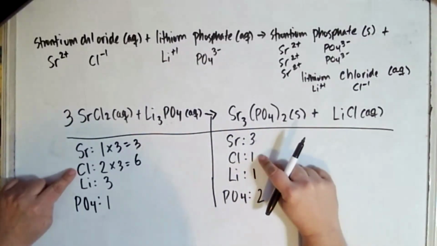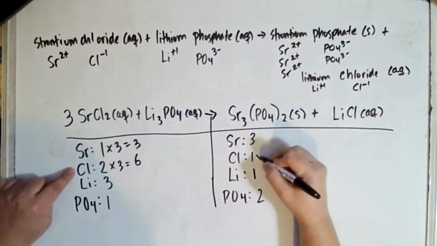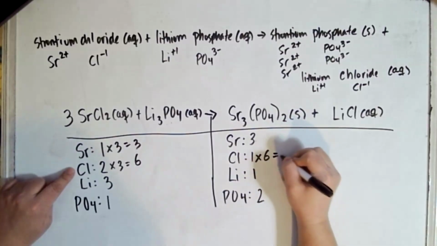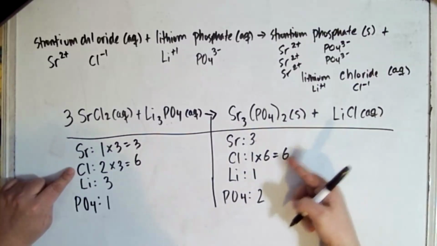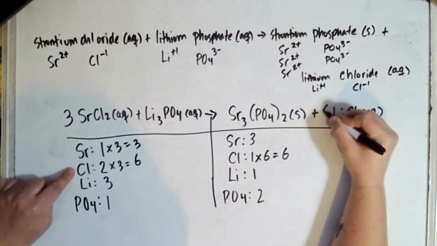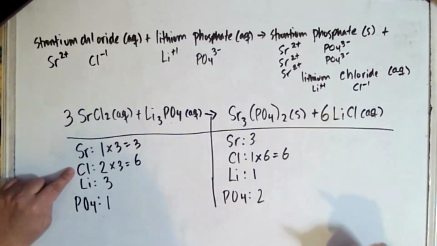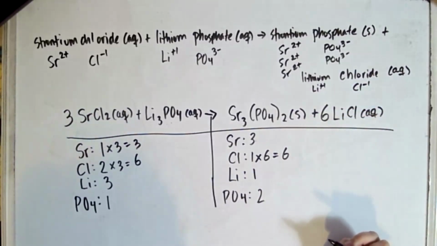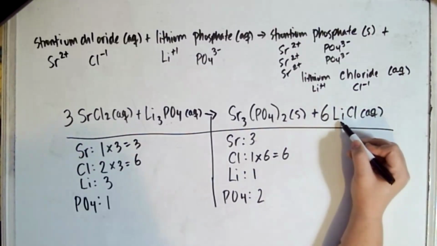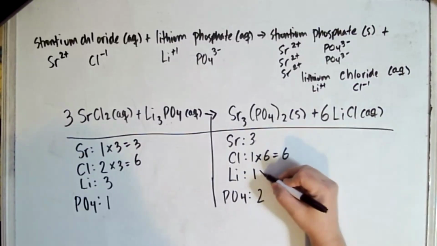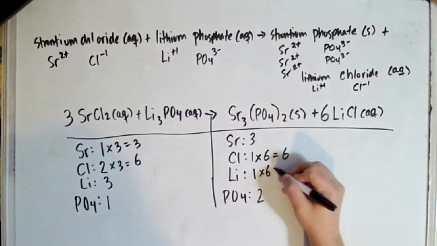So now I can move to my chlorines and compare. I know I have 6 on my reactant side now. I only have 1 on my product side. So I'm going to multiply my compound that has chlorine by 6, so I can have 6 chlorines on my product side too. So I'll take that 6 and put it in front of my compound that contains my chlorine. And that 6 is also going to apply to my lithium. So I'm going to multiply my lithium by 6 as well.